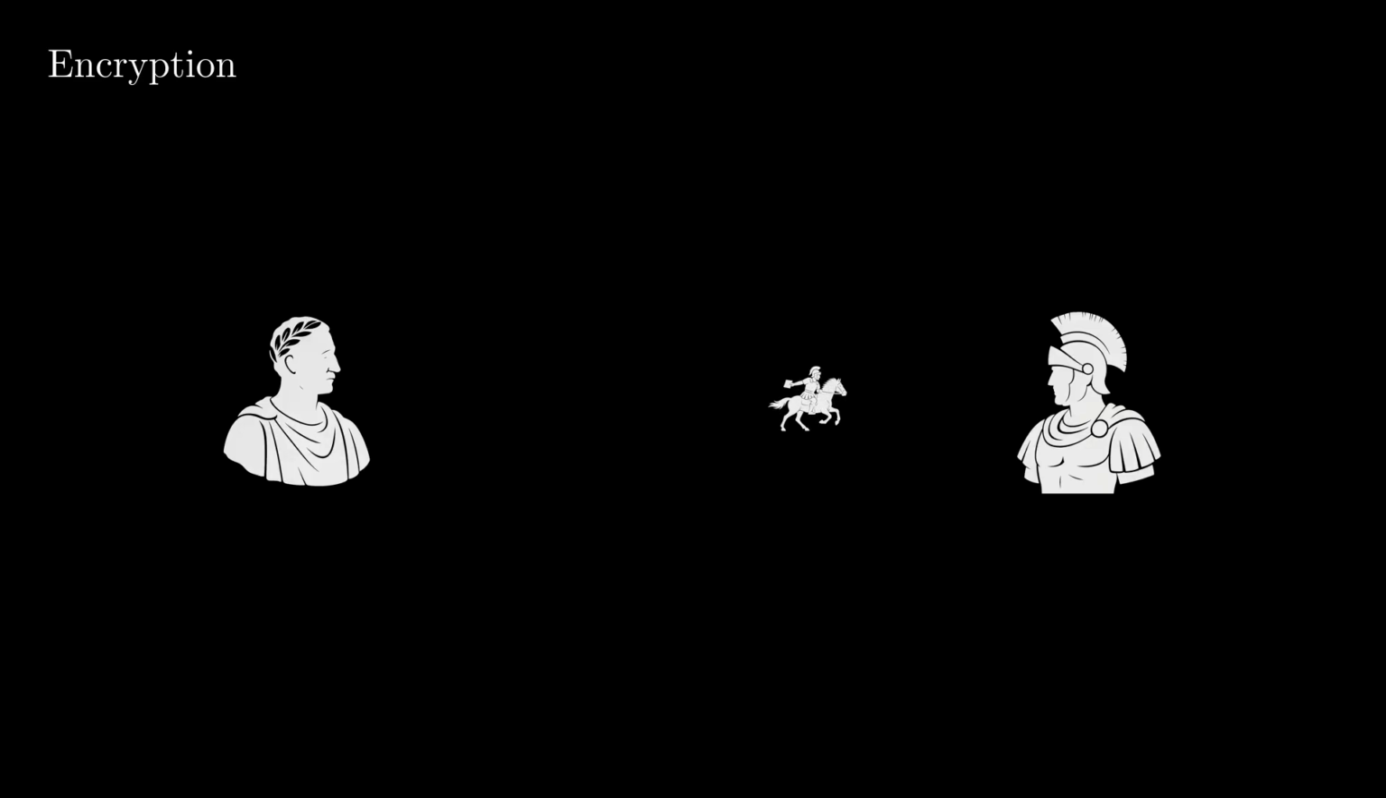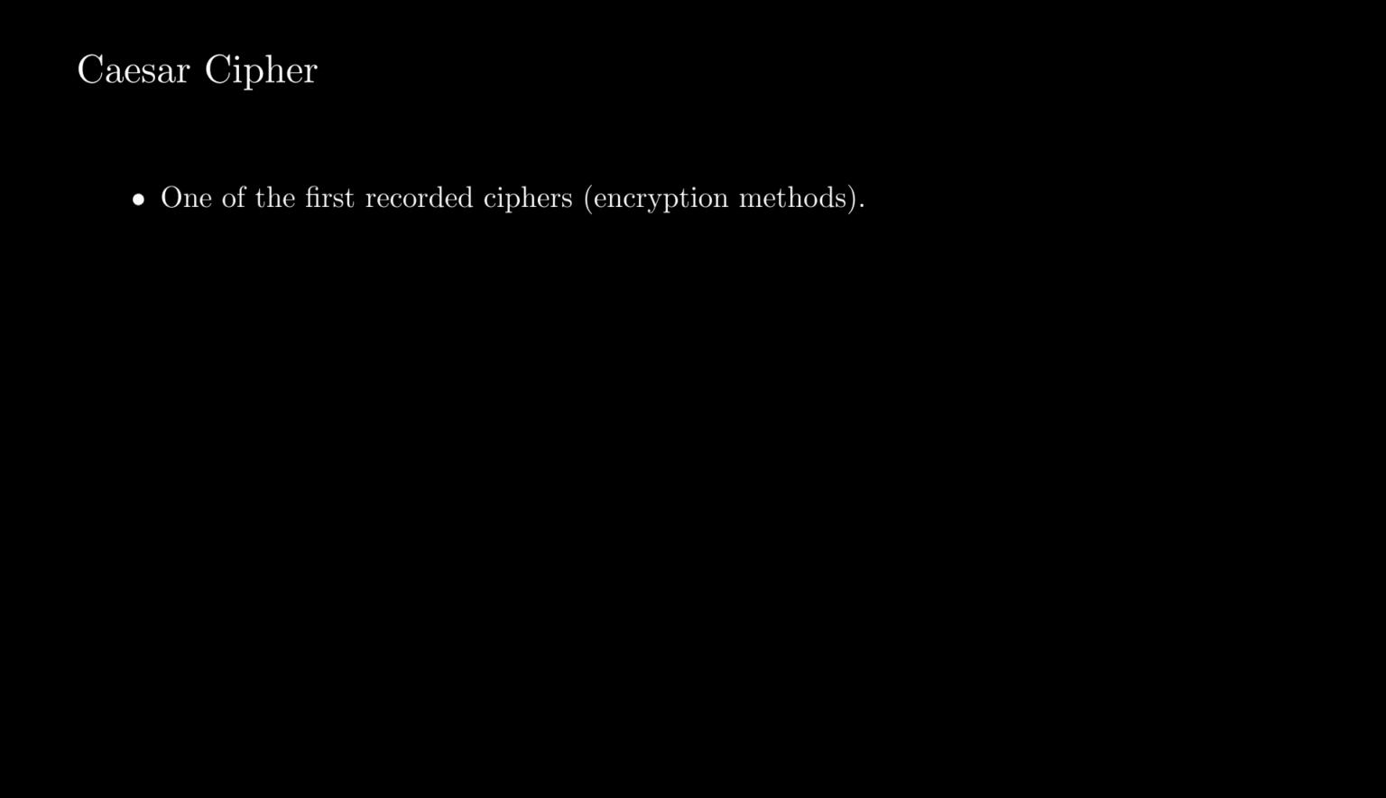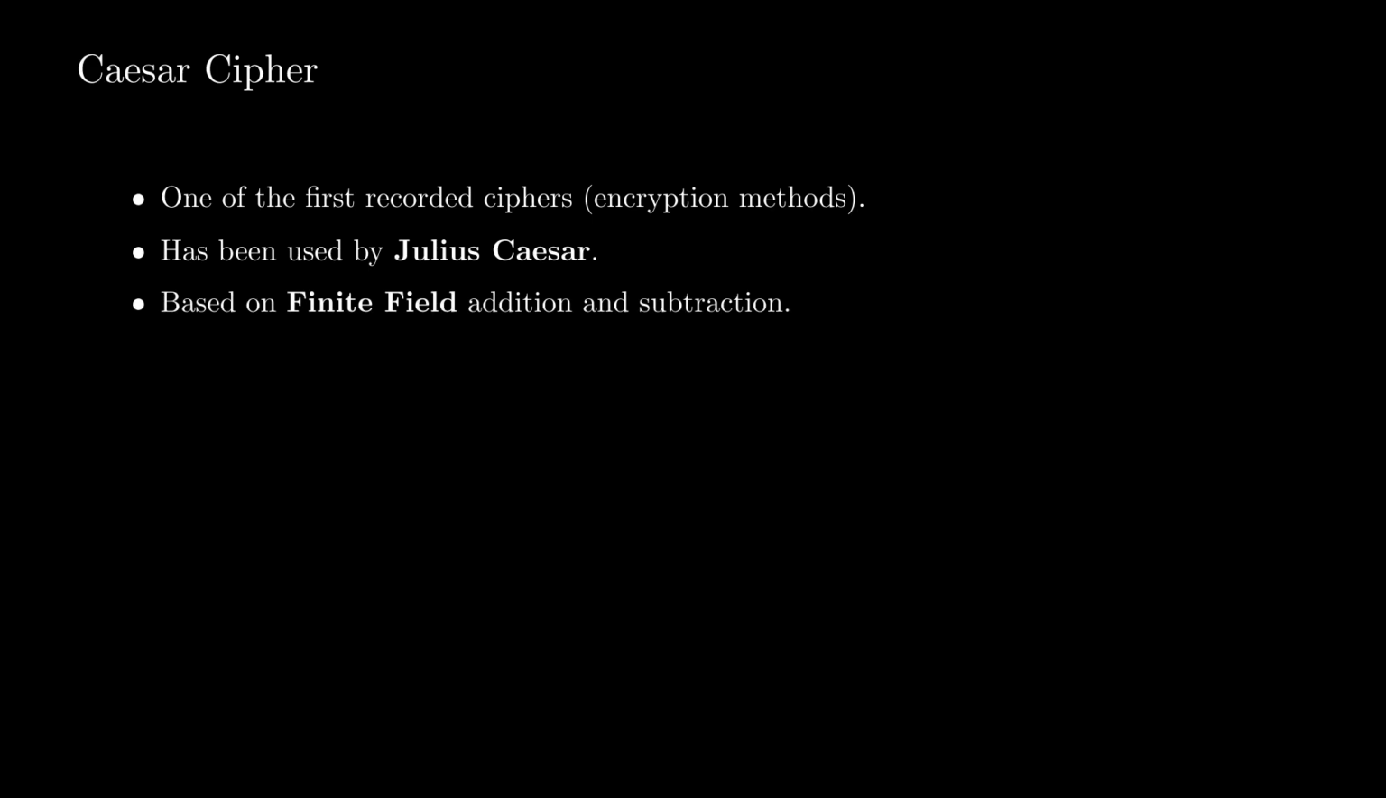To protect such secrets, you need a mechanism that ensures only the intended receiver can read the message and no one else. So that's why we have the Caesar Cipher. Cipher means encryption. Caesar refers to Julius Caesar. Caesar Cipher is an ancient encryption technique famously used by Julius Caesar and many others. Its magic lies in the simplest of tools: finite field addition and subtraction.